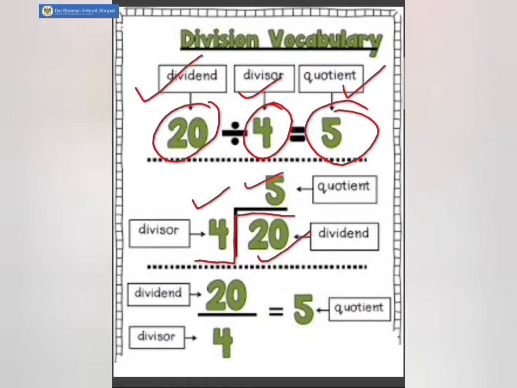Okay, there is another form which we will learn in the next chapter of this book, which is through a fraction form. 20 is the dividend, and the divisor is written below this bar. Okay, and again the quotient is the answer. Don't forget it.